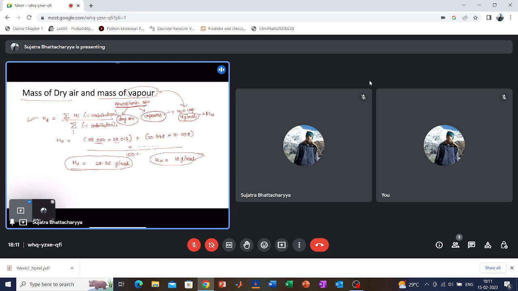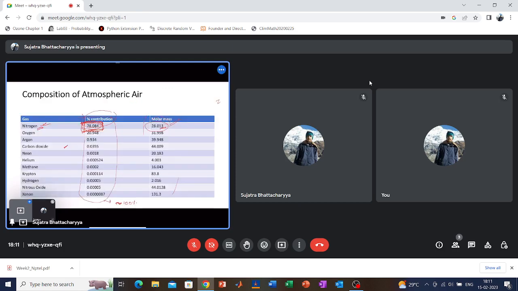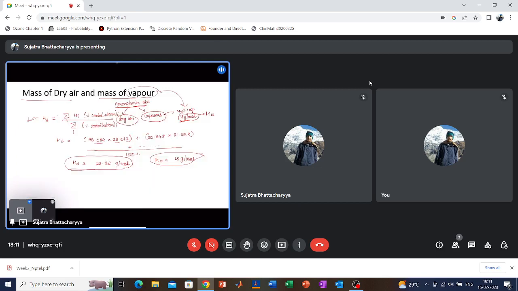Vapors are nothing but the water vapor, and the water vapor's molar mass is about 18 grams per mole. Whereas for the dry air, the percentage contribution of nitrogen is the maximum, with a molar mass of 28.013. It is expected that it should be near 28 grams per mole, and if you calculate using this particular formula of md, you arrive at a molar mass of dry air of 28.96. So this is the thing which I wanted to show you first.